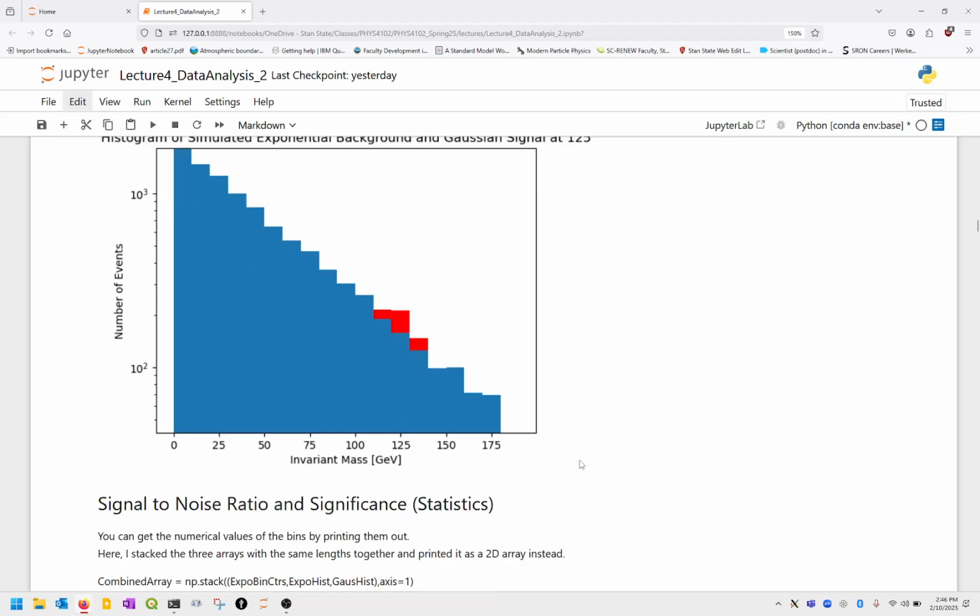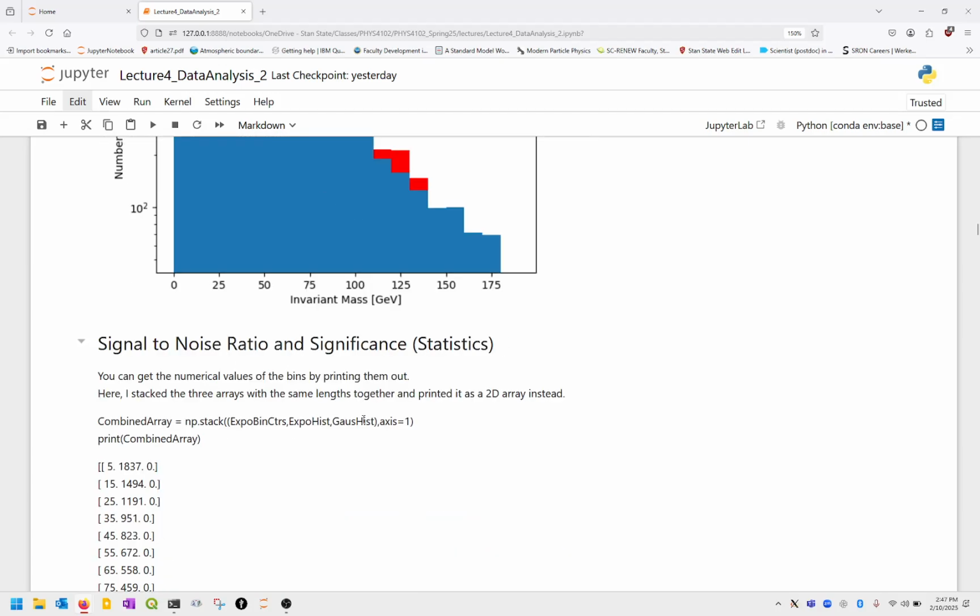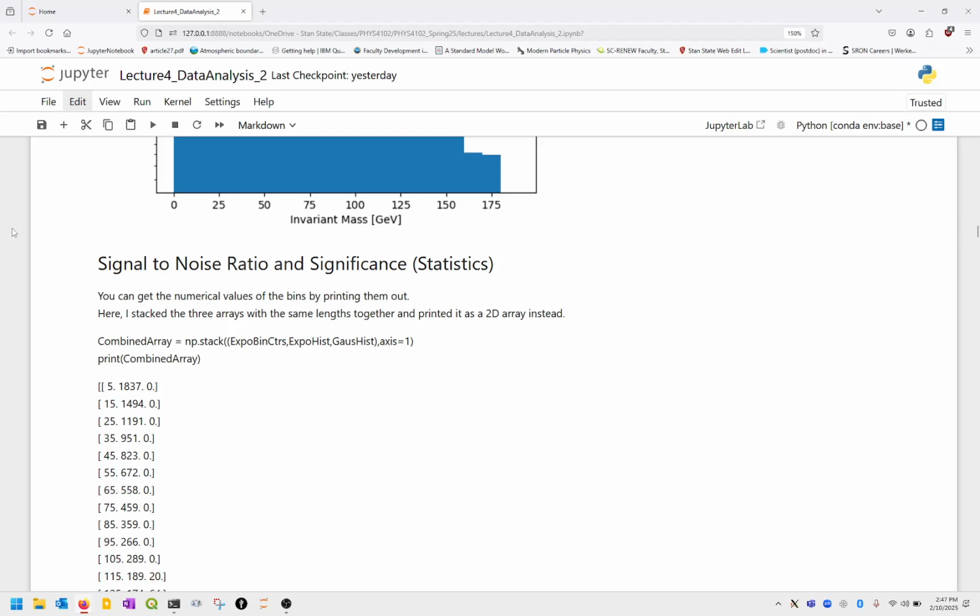Okay, so now we think about this red stuff on top of my background. The red stuff I'm going to call signal, the blue stuff I'm going to call background, because I want to see if I can detect this red stuff, which is actually a mass of a particle at 125 GeV. So this is where we go into a little bit of statistics. If we want to figure that out, we want to calculate the signal to noise ratio and the significance of this.